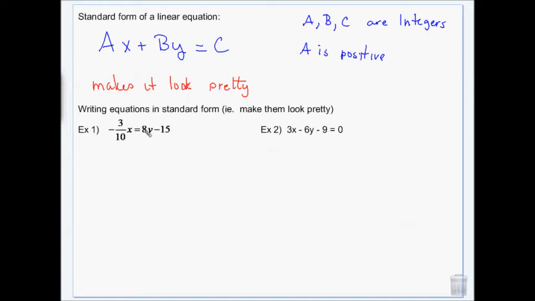Okay, so the first thing I need to do is get this y on the same side as the x. So I'm going to move it over here. And if I move it from one side of the equal sign to the other, I change the sign. Or if you want, you can think of it as subtracting it from both sides, however makes more sense to you.